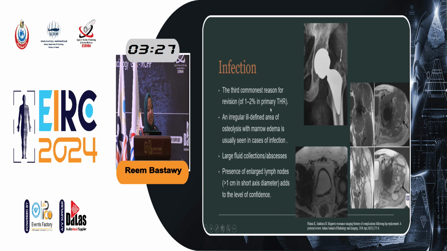Infection is the third commonest reason for revision. Infection and osteolysis may have a confusing radiographic appearance, but on MRI we have suggestive signs that favor infection. The presence of a more extensive bone marrow edema is in favor of infection. The presence of large periarticular loculated fluid collections or abscesses, and of course the presence of enlarged lymphadenopathy, adds a level of confidence.